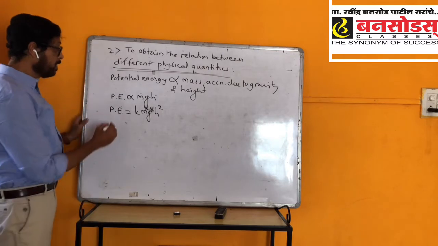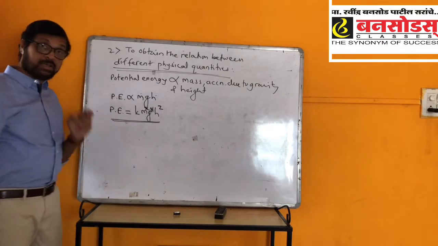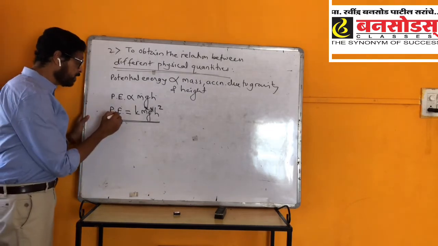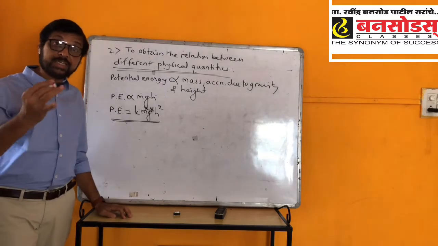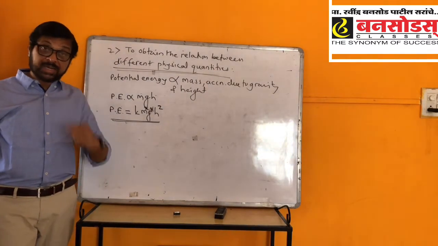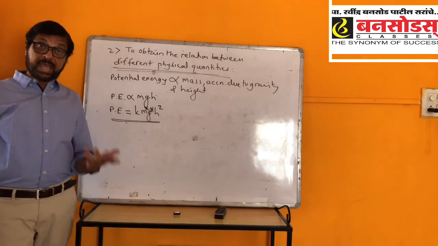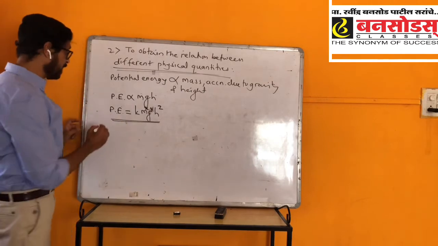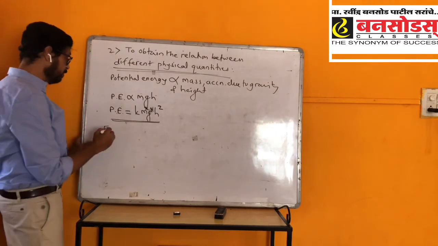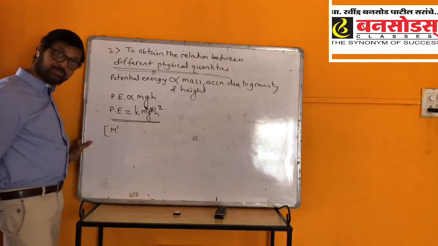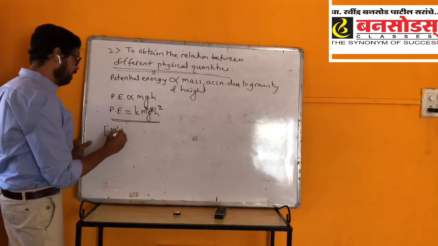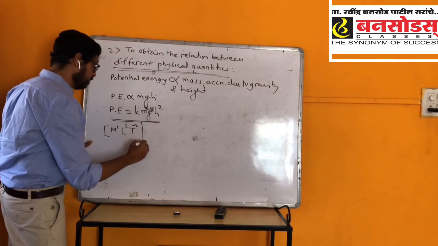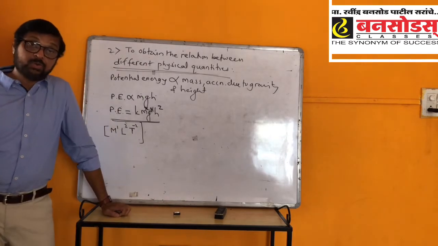Then in this equation, you will now put the dimensions of the respective physical quantities. In place of potential energy, we will write the dimensions of potential energy. You know what the dimensions of potential energy are? The dimensions of any energy are the same as that of work. And what are the dimensions of work or energy? It will be m1, L2, T minus 2.